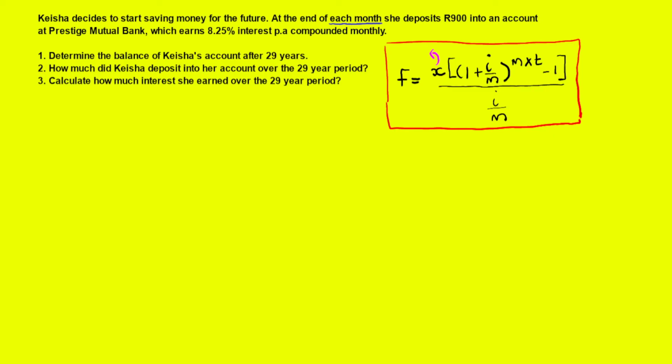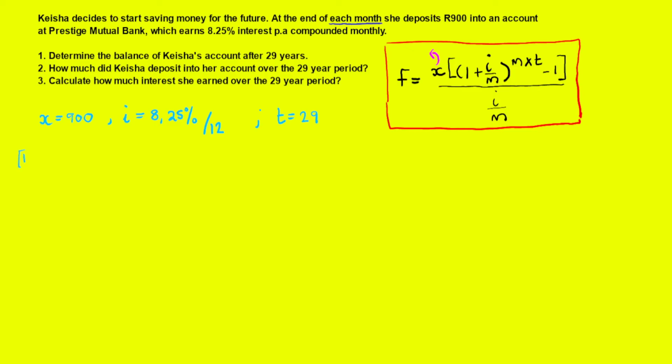All right, so let's answer this question. Well, we have our X, which is 900 Rand. We have our I, which would be 8.25%. Mind you, it's compounded monthly, so you divide by 12. And ultimately, we have our number of years, which is 29. The only thing you do is just plug that into your formula.